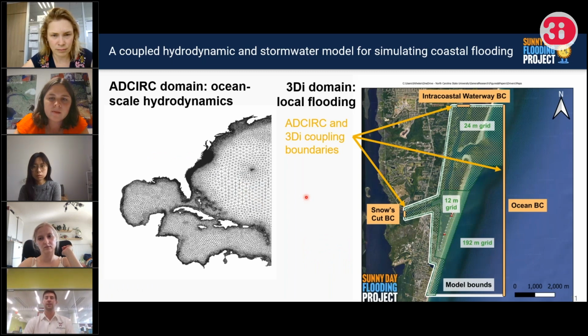In the much smaller 3Di model domain, we simulate localized flooding drivers like rainfall and runoff, infiltration, surface water flow, pipe flow, and local adaptation measures that the community might consider adopting, like raising shoreline elevations or adding wetlands.